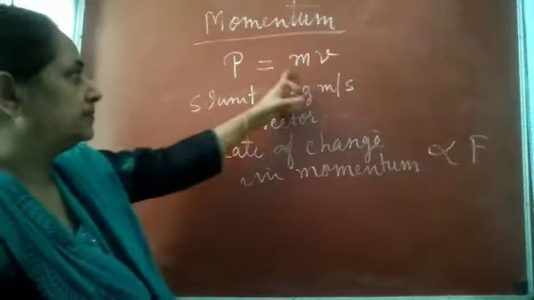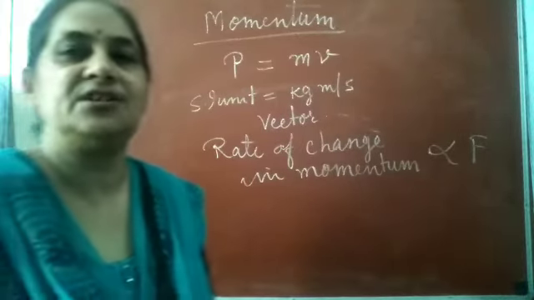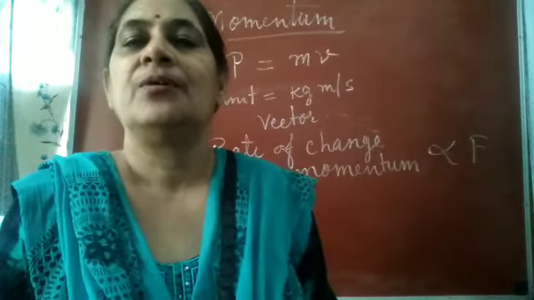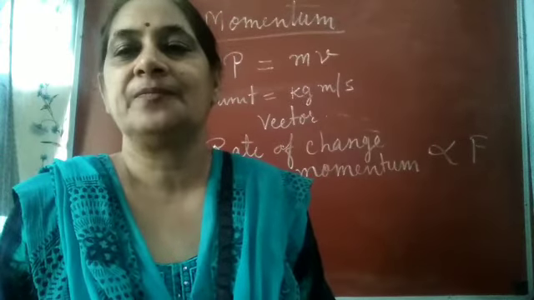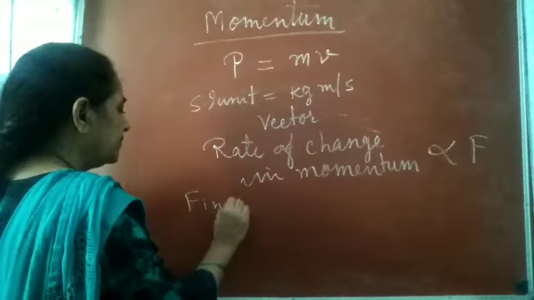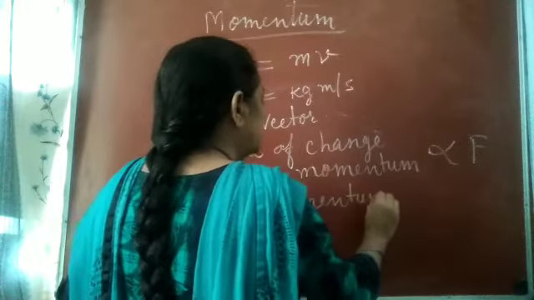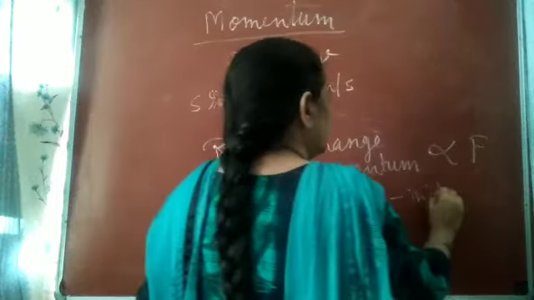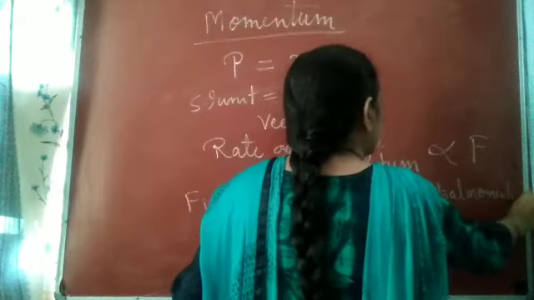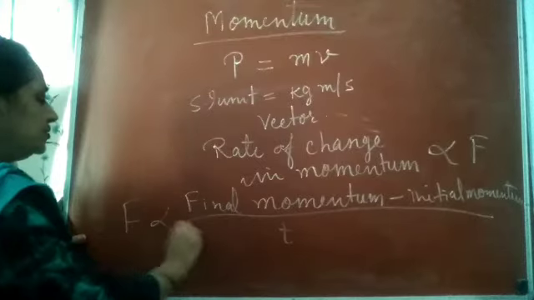Now, momentum is mv. If the initial speed of the body is u, the initial momentum of the object is mu, and the final momentum of the body is mv, then what is the change in momentum? Final momentum minus initial momentum, divided by t, which is directly proportional to force.